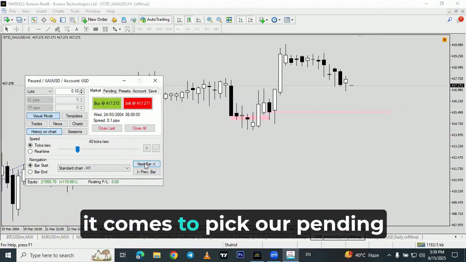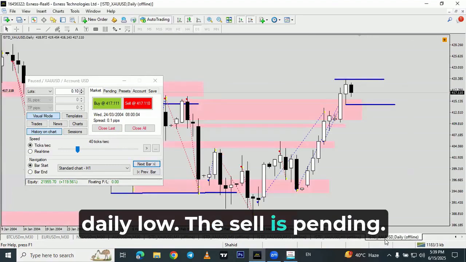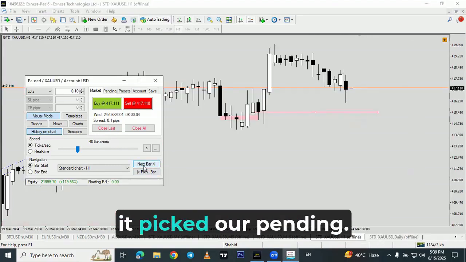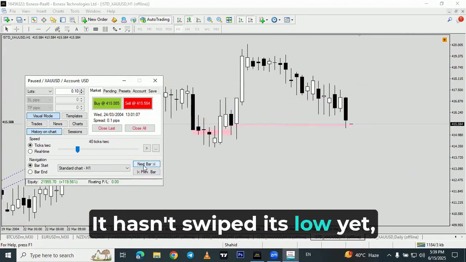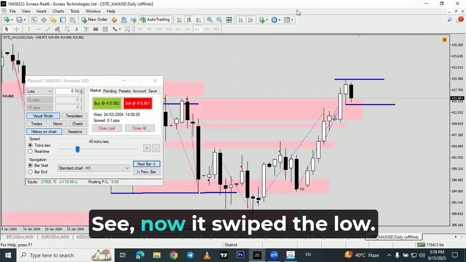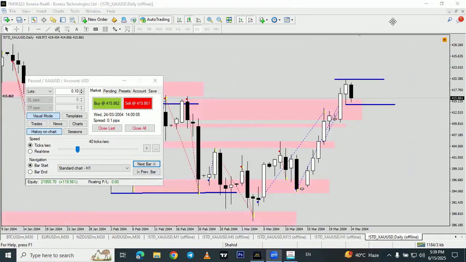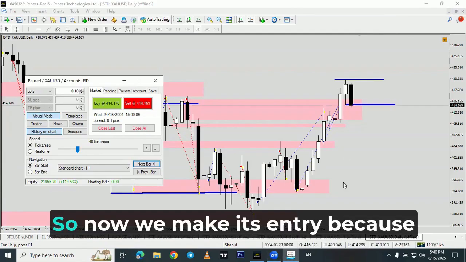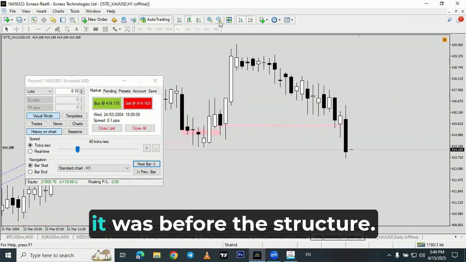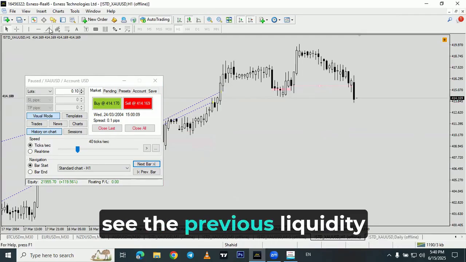Wait. See, it comes to pick our pending daily low. The sell is pending. Wait. See, it picked our pending. It hasn't swept its low yet. So we wait for the low. See, now it swept the low. So now we make its entry because it was before the structure. Now see the previous liquidity lying here.